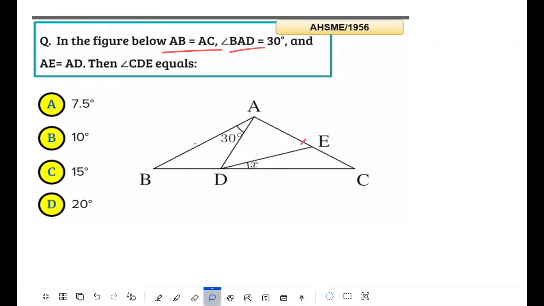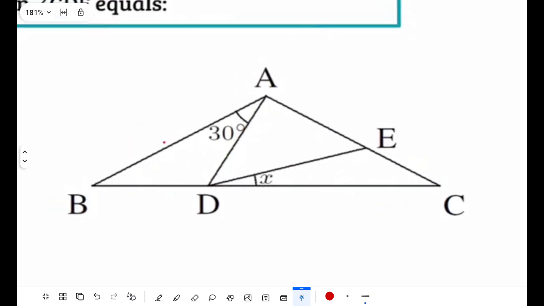What is the information we have? And which angle has been asked? Angle CDE. This X angle has been asked. Okay, this angle has been asked to us.